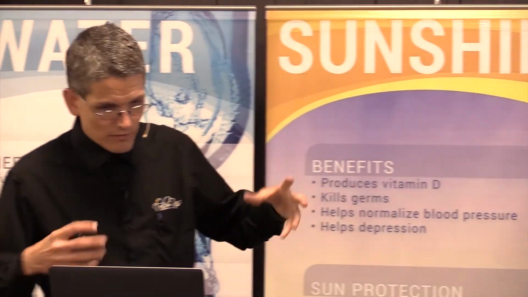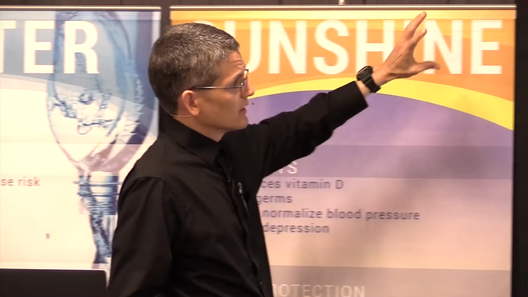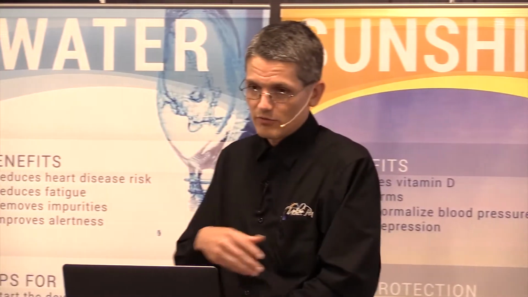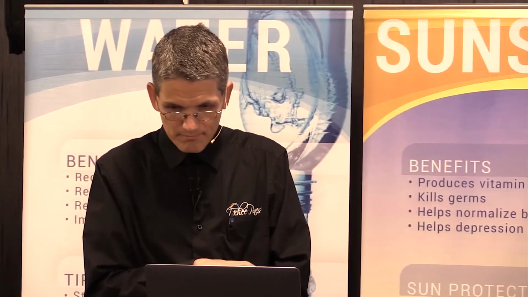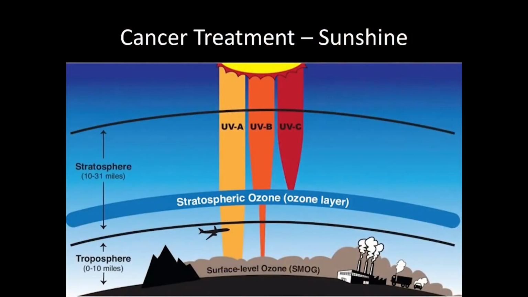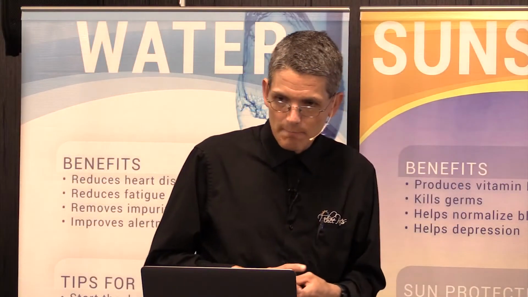UVA has a wavelength that allows it to get through the stratosphere, get through the ozone layer, and get all the way down to the surface. And UVA penetrates fairly deeply within the skin. It has the longest wavelengths, around 400 to 320 nanometers. UVB has the medium wavelengths, around 320 to 290 nanometers, and the UVC has the smallest wavelengths, around 290 to 100 nanometers.